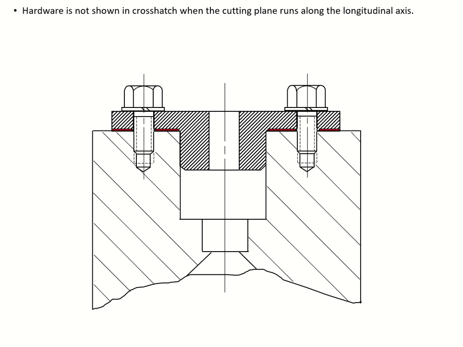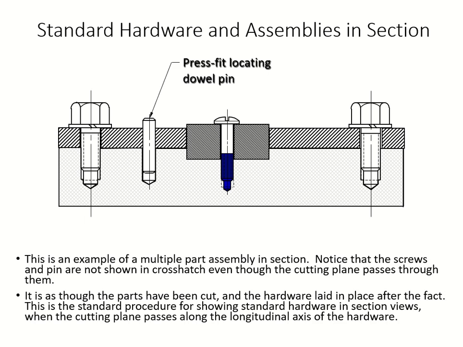So these are the hardwares that you have just studied. And we don't do cross-hatching on any of the hardware you have just studied, because they run along the longitudinal axis, okay? Here you can see our standard hardware, and this is a pin, your bolt, your screw. This is just a multi-part assembly that you are drawing here. The screws and pins are not shown in cross-hatch. We don't cross-hatch at all because they are longitudinal, along the longitudinal axis for this drawing.